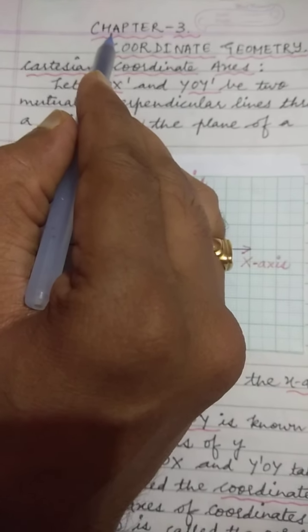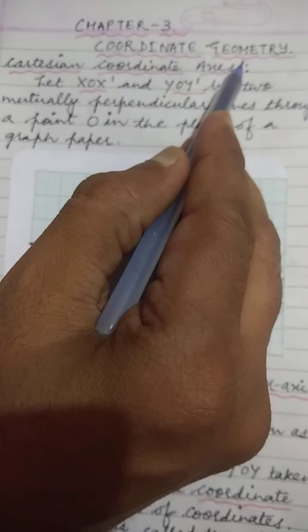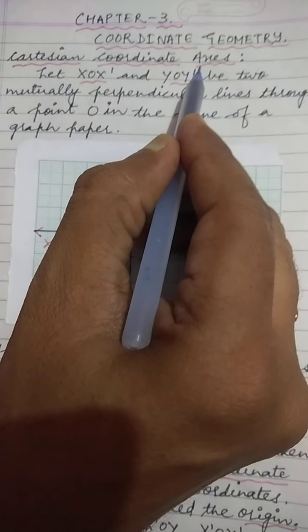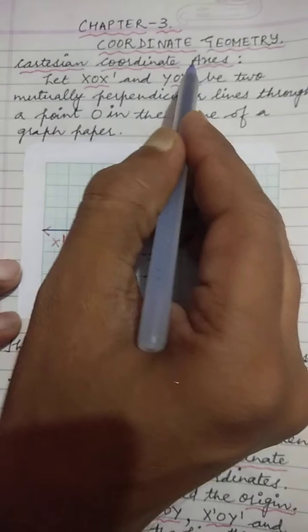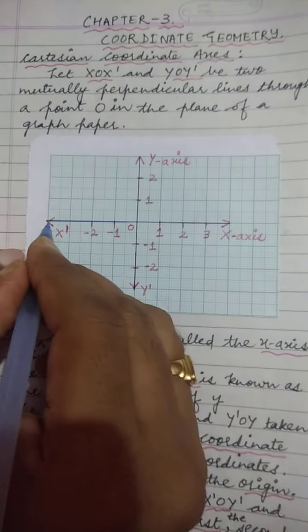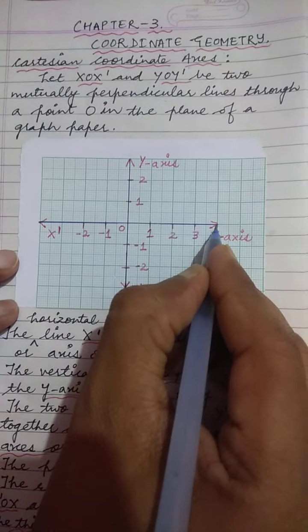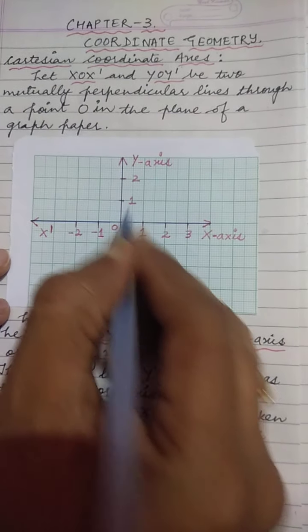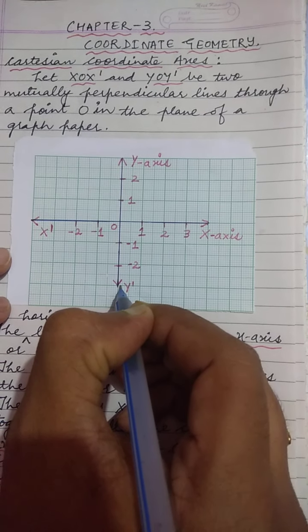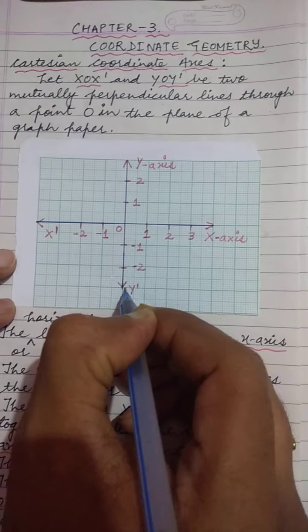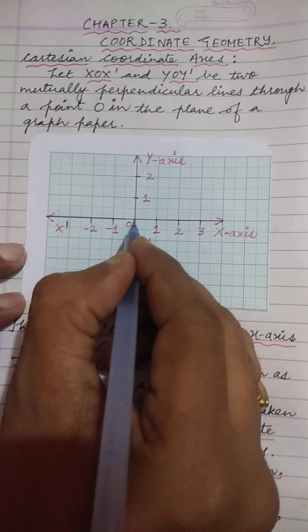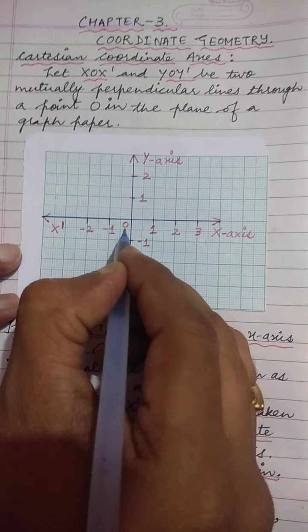We are starting our new chapter, that is chapter number 3, coordinate geometry. First of all, we will know about the Cartesian coordinate axes. As you know, when you draw a horizontal line and a vertical line on a graph paper, these two lines meet at a point, and this point is known as the origin, that is O.